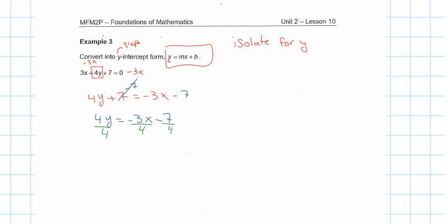So what happens here, the 4 and the 4 cancel. So I'm left with y equals negative 3 over 4x minus 7 over 4. So what I see here is that y is by itself on the left side, and on the right side I have two terms, one with the x and one with just some numbers.